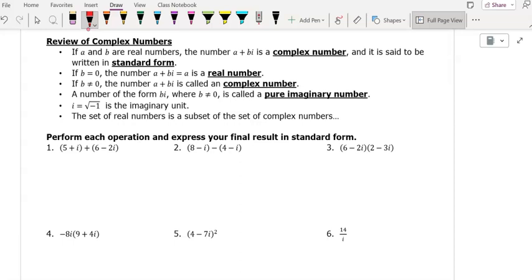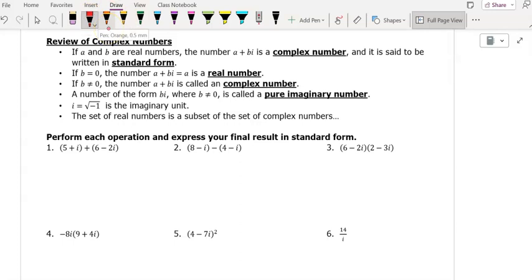And then it's called a pure imaginary number when there's no A. So you just have some number times the imaginary number. Like if I had 5i, that would be a pure imaginary number because it's just an imaginary number. There's no complexity to that, if you will.